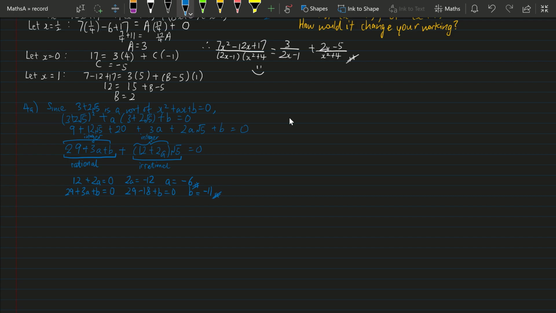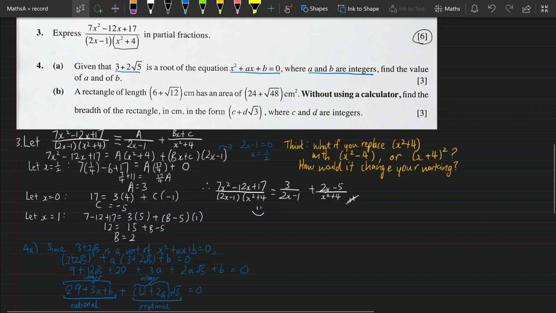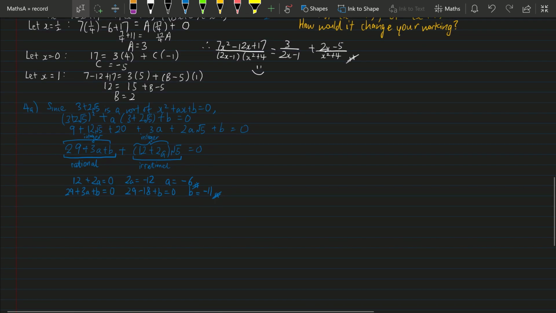Okay? Those are your two values for A and of B. See here? Find the value of A and of B. So that's it. The important leap you need to make here is to understand that this is a rational number plus an irrational number and it gives us 0. And the only way for this to be true is if both the rational and irrational parts are equal to 0. Okay? Beautiful question, actually.